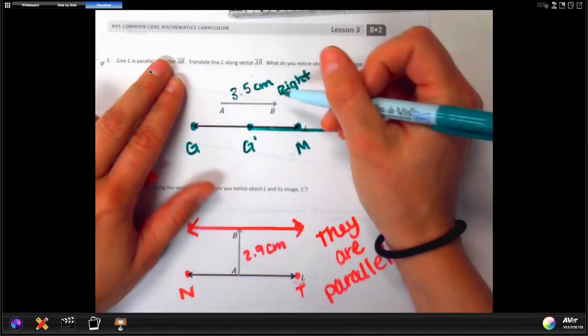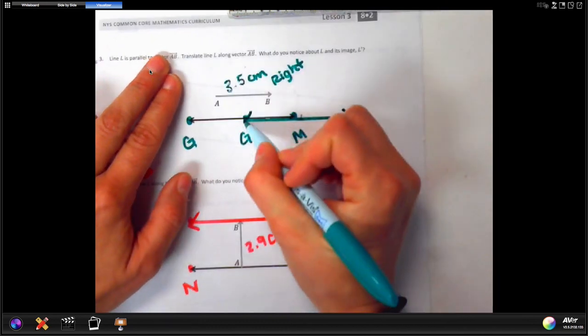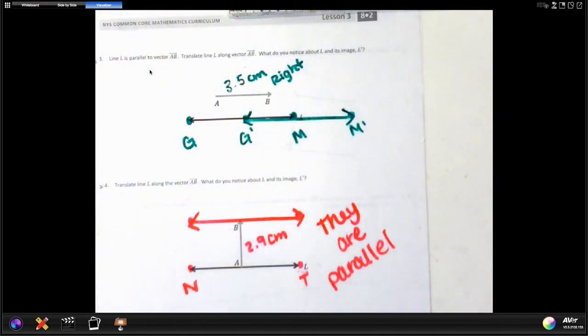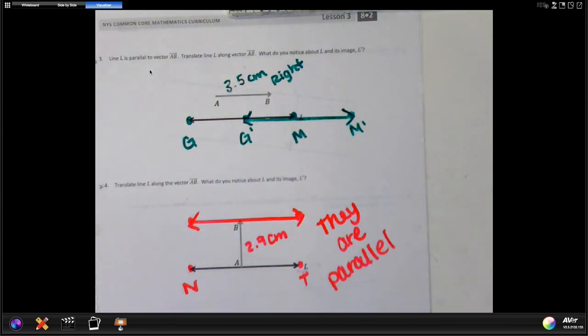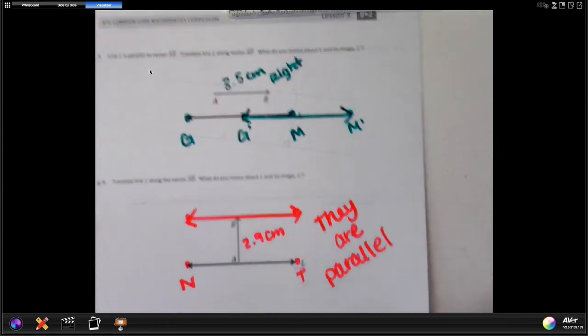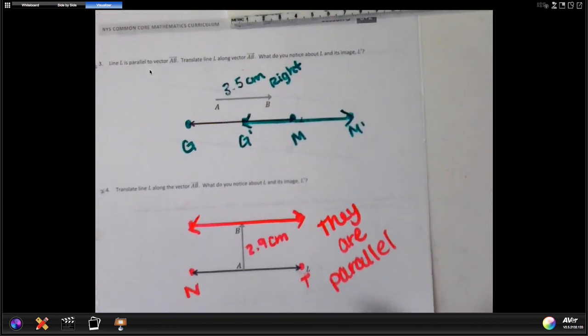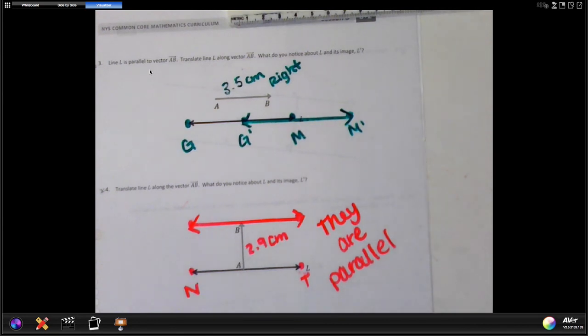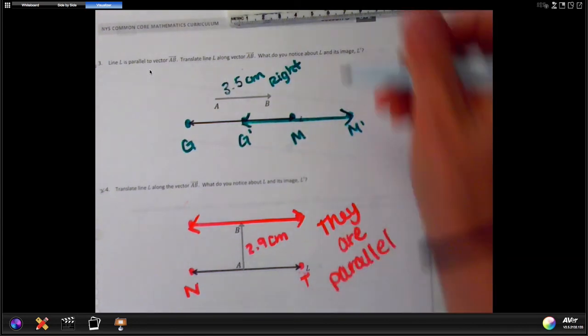What happened? Is it a parallel line or same line this time? Same line, okay? So the main points of today was translating lines, okay? So this made the same line again.